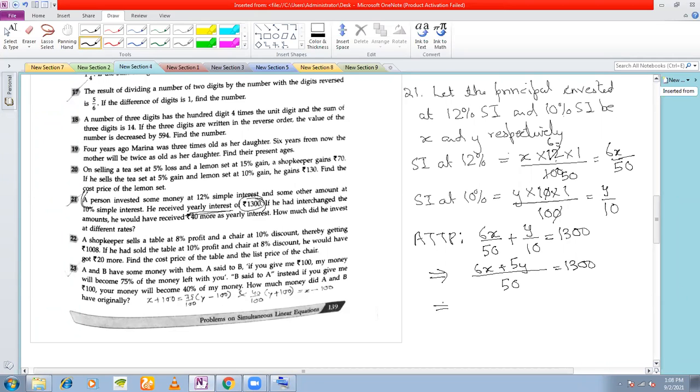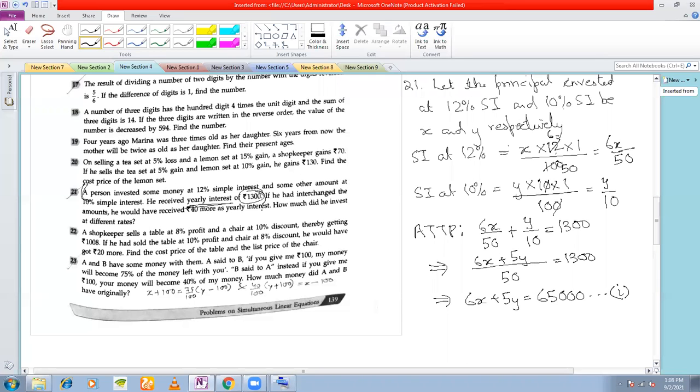Cross multiply. 13 into 5 is how much? 85, right? Or 65. 65,000. Right? So this is your equation number 1. So the first part of this first sentence gave us our first equation. First two sentences, in fact. Now the next sentence will give our next equation.